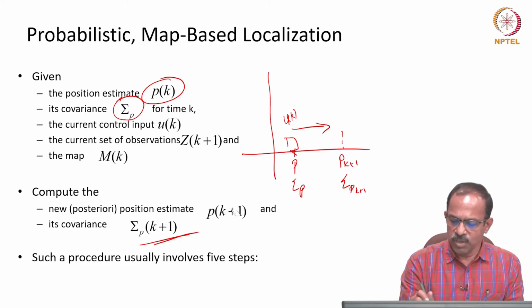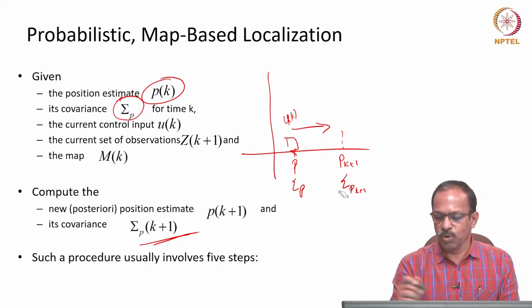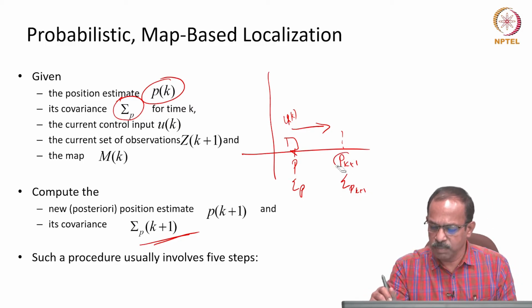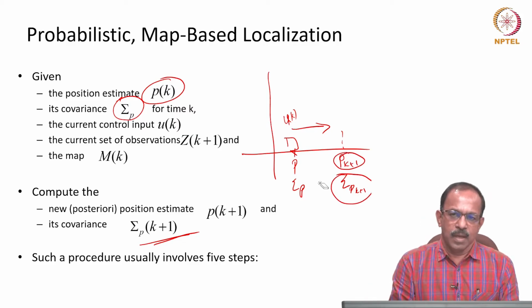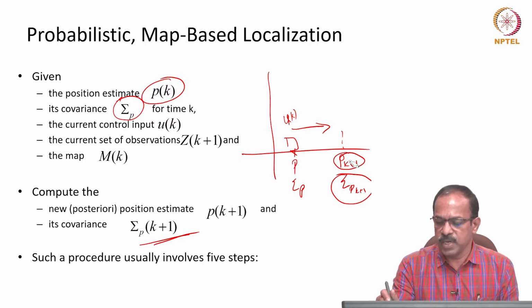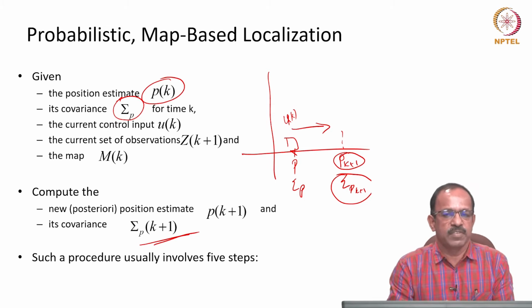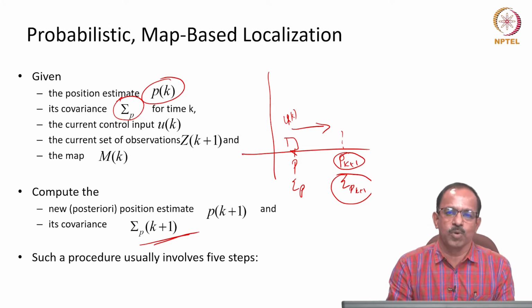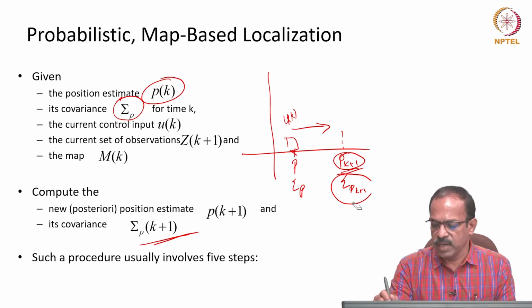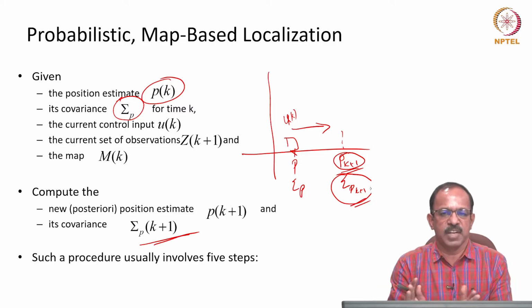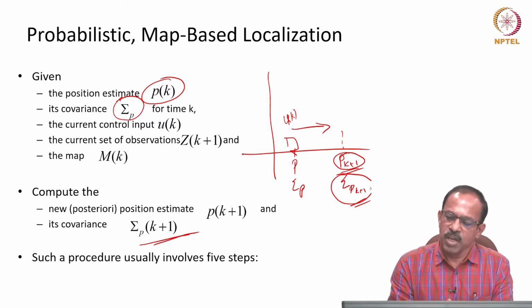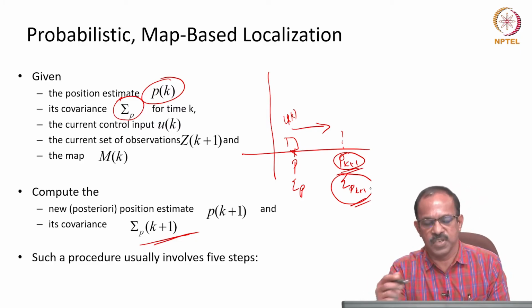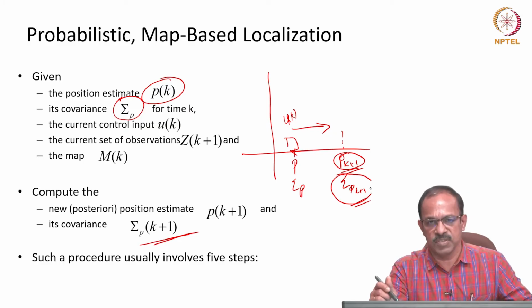So, this is the new estimate that we need to make. We finally need to have the position p k plus 1 and sigma p k plus 1, and to do this, to estimate this position p k plus 1 and sigma p k plus 1. So, finally, when we say localization, we want the robot to know its position and the uncertainty at that position. So, this is basically the localization requirement, and if you have to do this, we need to go through the 5 steps which I already mentioned in one of the previous classes.